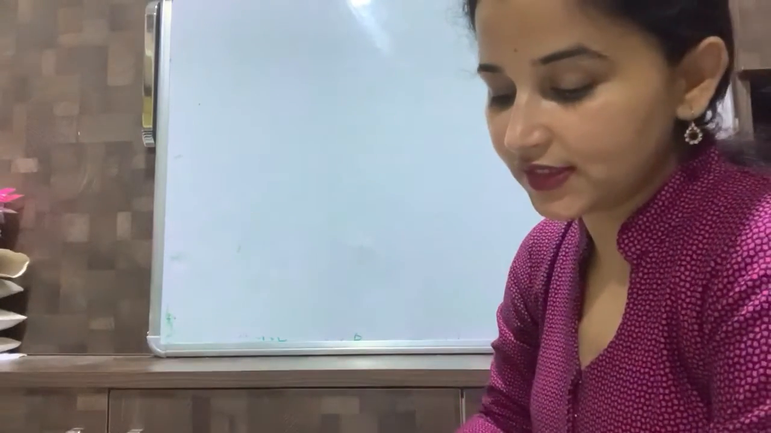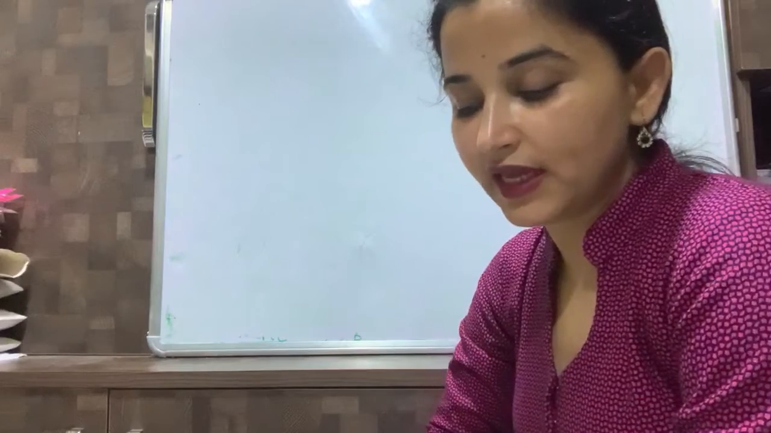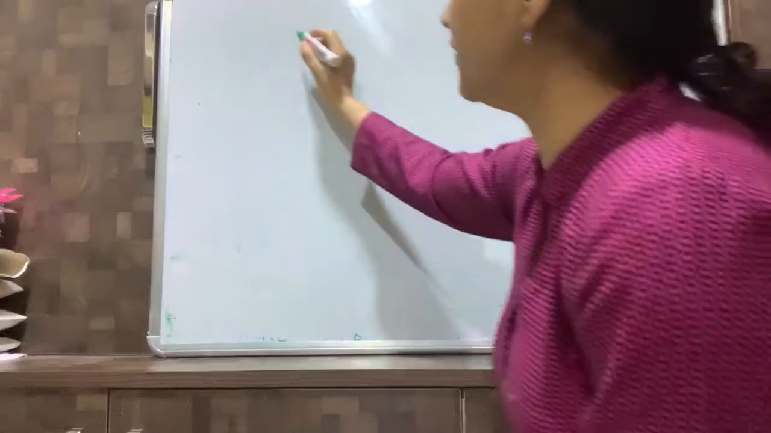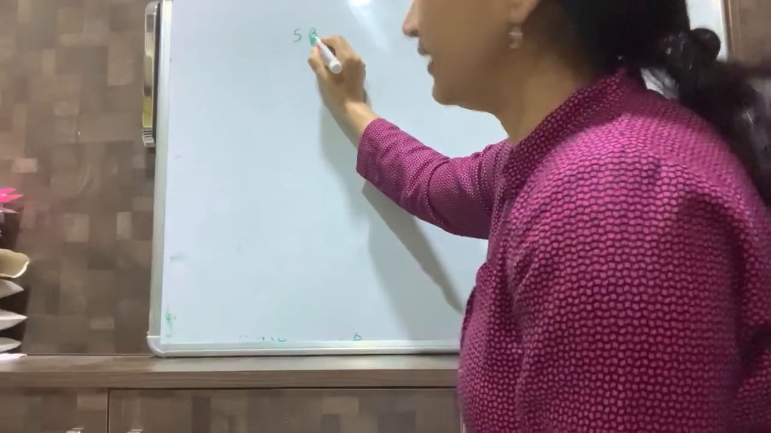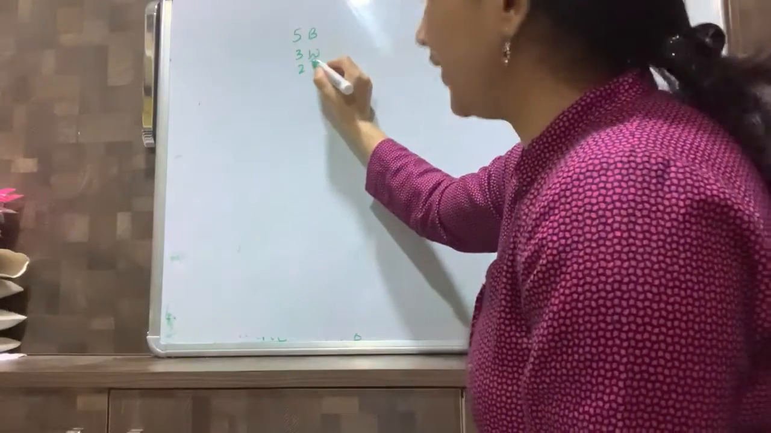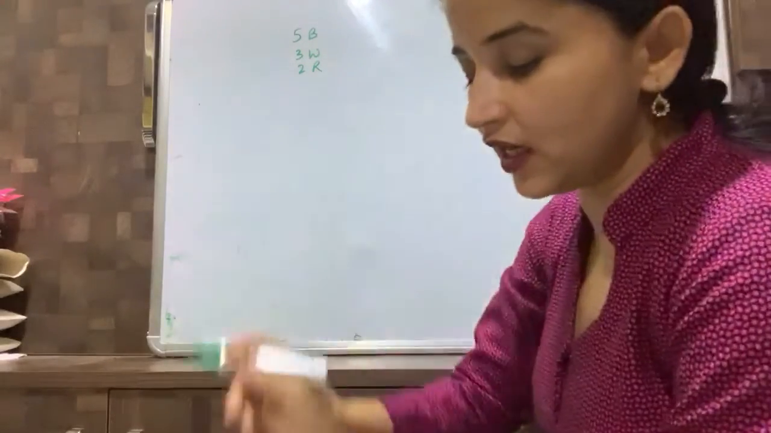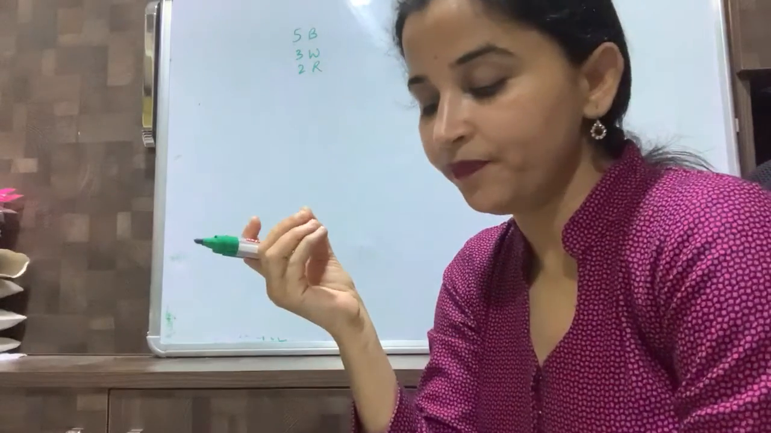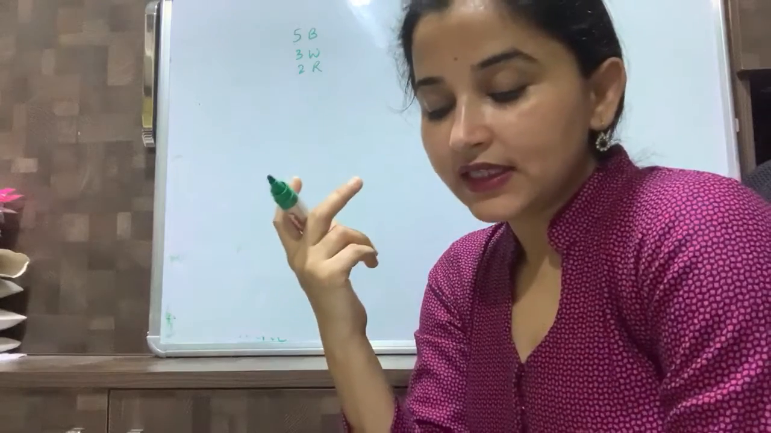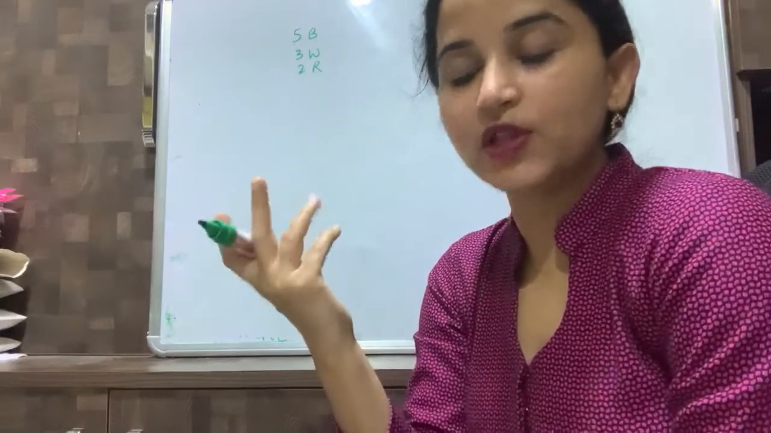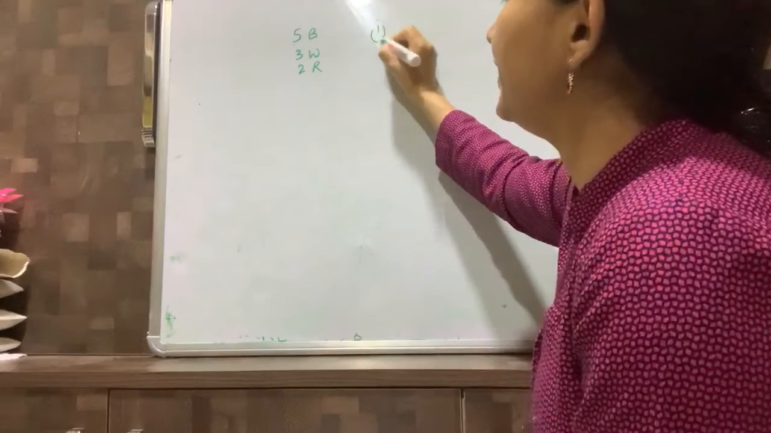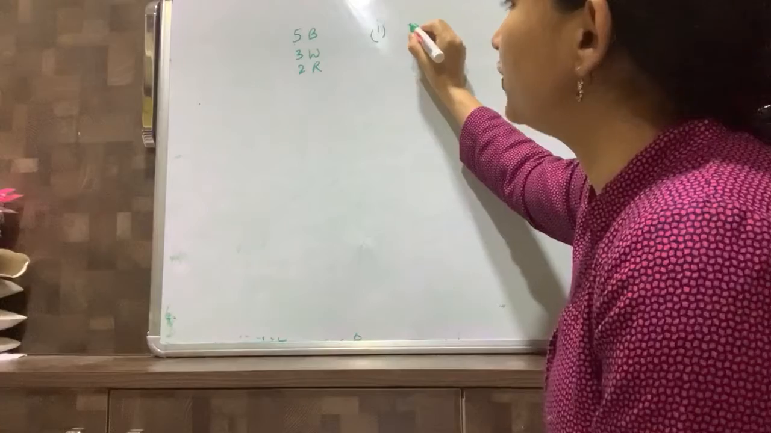The first question is, a bag contains 5 black, 3 white and 2 red balls, right? So let us just write what is given here. We have 5 black, 3 white and 2 red balls, right? So we are asked two small questions here. In how many ways can 3 balls be drawn, and in how many ways 3 black balls can be drawn, right? So these are the two questions that are asked. In how many ways we can draw 3 balls.